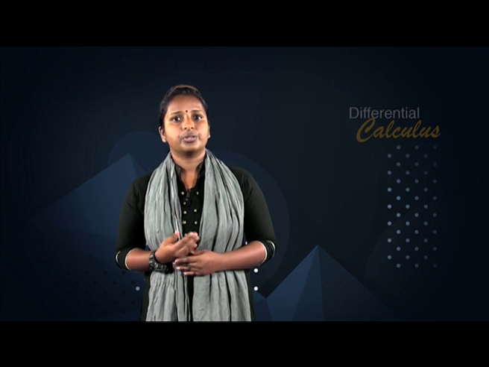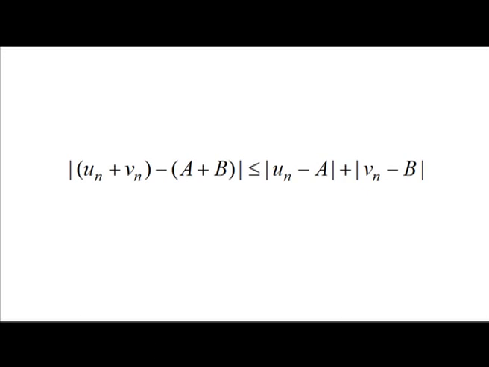Hence, if k equals the supremum of k1, k2, it follows that if n is greater than or equal to k, then |un + vn − (a + b)| ≤ |un − a| + |vn − b|, which is less than 1/2 ε + 1/2 ε, which is equal to ε. Since ε > 0 is arbitrary, we have the sequence un + vn converges to a + b. This completes the proof.